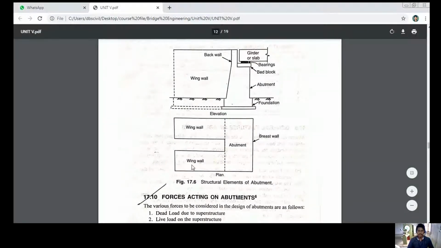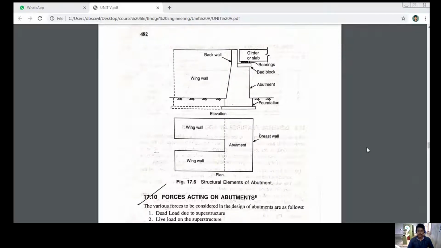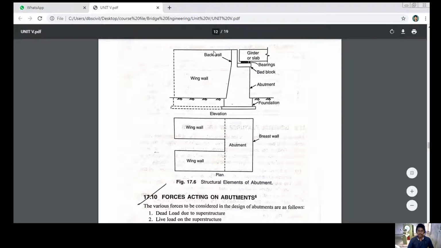what is meant by back wall, wing wall and breast wall, and also what is meant by abutment. The backside portion, that wall which comes with a long feature, is known as wing wall. Above the substructure, following to the superstructure, that comes to the back wall, and the breast wall is nothing but that which comes from the top view, that's known as breast wall, and this is your abutment.